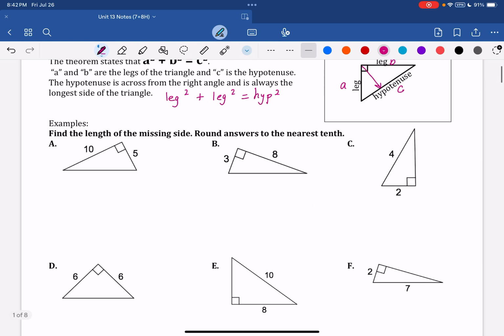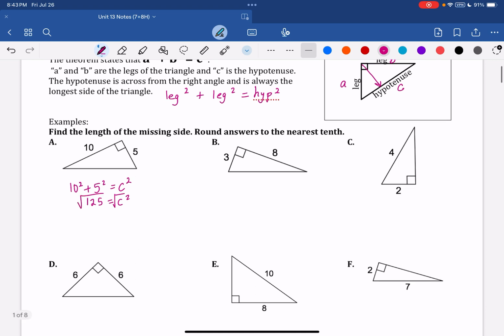Okay, so let's look at this. It says find the length of the missing side, round answers to the nearest tenth. So we have a 10 and a 5. Those are both legs. So we're going to set this up as 10 squared plus 5 squared is equal to c squared, or you could call it x squared. It doesn't really matter. So when I do this, I go ahead and just do 10 squared plus 5 squared. So that's 125, and that's equal to c squared.